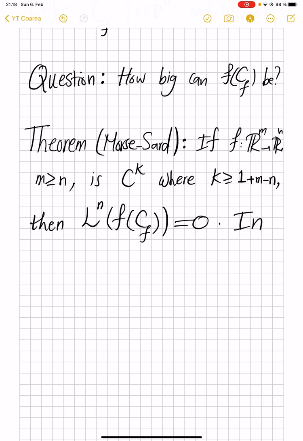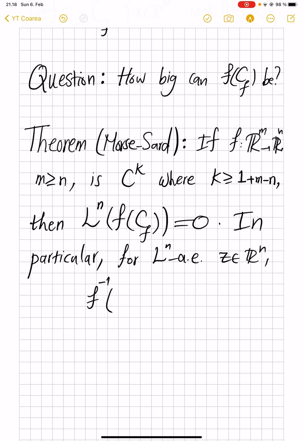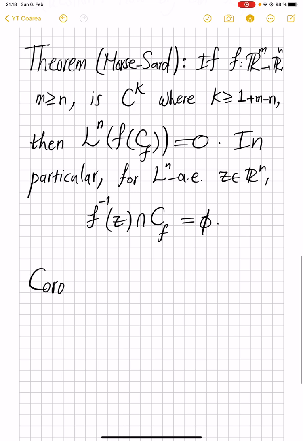So in particular, this says that for L^n almost every z in R^n, the preimage of z intersected with this critical set is empty. It's just immediate from that first part. So the preimage of a generic point does not even intersect the critical set. There is a very important corollary of this. By the way, this Morse-Sard is also true for maps between manifolds by easy manifold tricks.